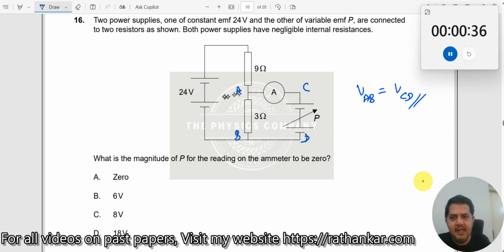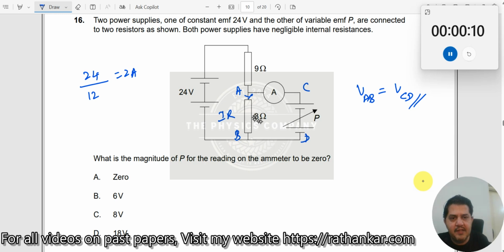Now to find out VAB, we need to find what is the current here, because the potential VAB is nothing but I into R, right? So find out the current. This should be 24 divided by 9 plus 3, which is 12, should be equal to 2 ampere. Why didn't I consider here? Because he already says that the current here is 0. Ammeter shows 0 current. So current does not pass through it. I need to only consider this one. It's as if cutting this circuit here, right? Okay. So 2 ampere is the current passing here.